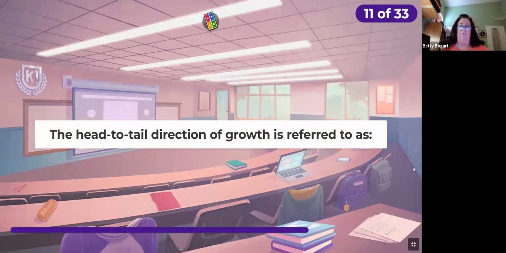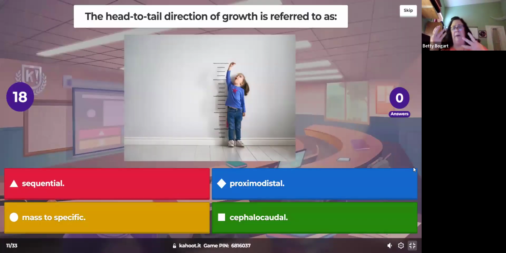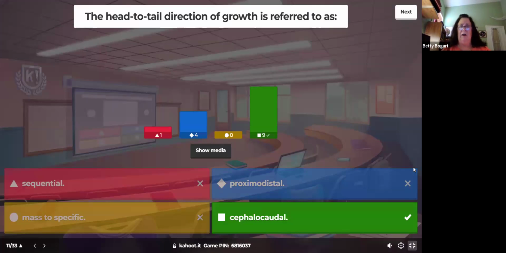The head to tail direction of growth is referred to. Think about words that mean head and think of words that mean tail. It's simple as that. Sometimes it's just as simple as that. I think we tend to overthink. Cephalocaudal, cephalic, head, caudal, feet. I lift my head, feet, then I walk by about 1 year old. So that is telling you I start with my head moving and then the rest of it works to the point where then I'm standing and walking.